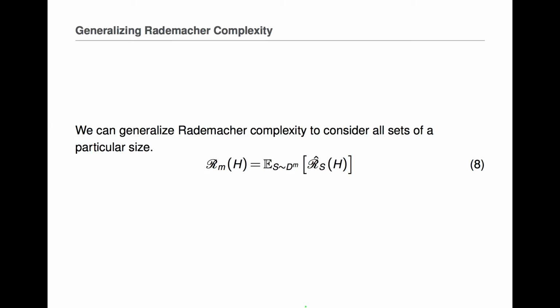The nice thing about this notion is that it gives us generalization bounds. And we can use the same intuition to talk about all sets of a particular size. And so we'll define the Rademacher complexity with subscript m to be the expectation over all data sets of size m and their empirical Rademacher complexity. So this gives us a little bit more generalization. We can talk about a data distribution rather than talking about an individual set.